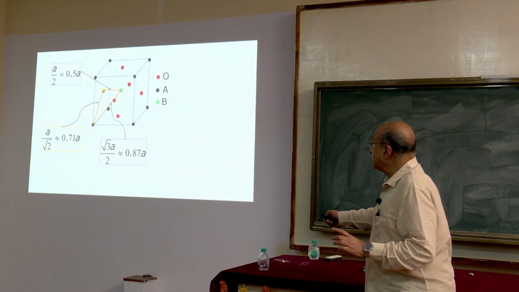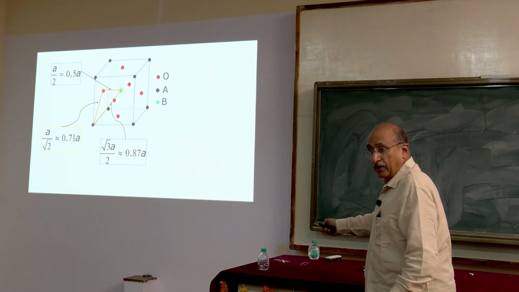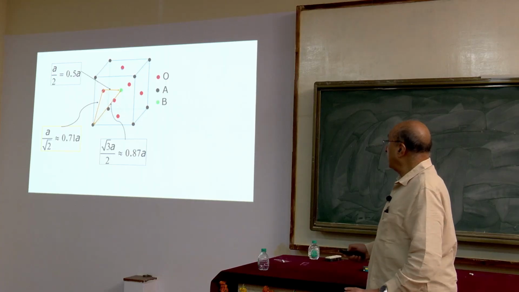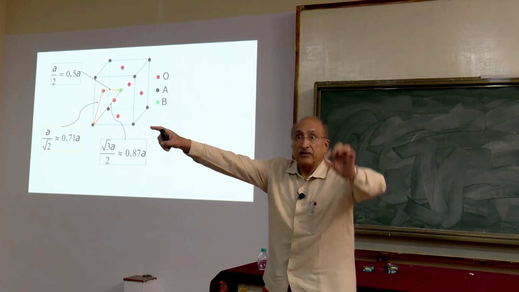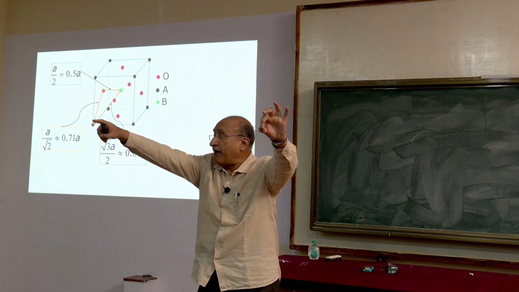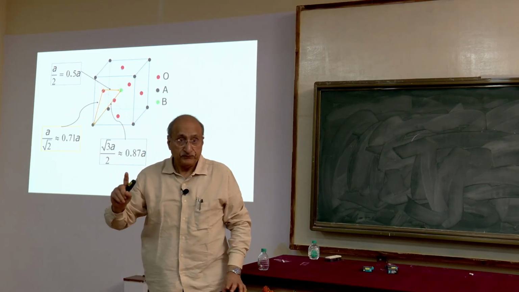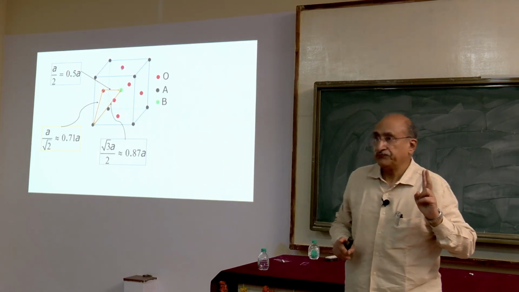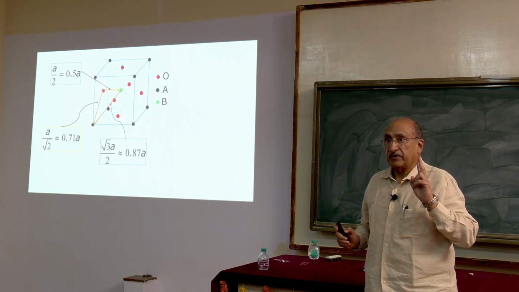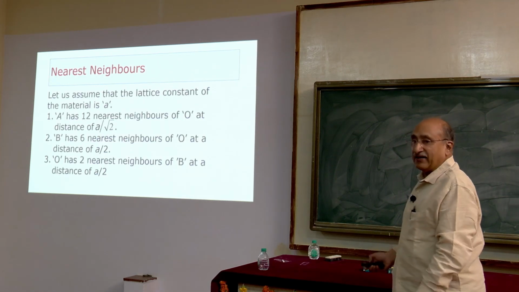If you go a by 2 distance this side, here there is no point. If you go a by 2 here, there is no point. If you are going a by 2 in this particular direction, there is no point. If I am looking at this face center, there is only one point at this center and one in the next center. These are its 2 nearest neighbors. But if I go a by 2 distance here, there is no point. If I go a by 2 distance here, there is no point. It has only 2 nearest neighbors. Is it all right? Any doubt, any confusion? O has 2 nearest neighbors of B at a distance of a by 2.